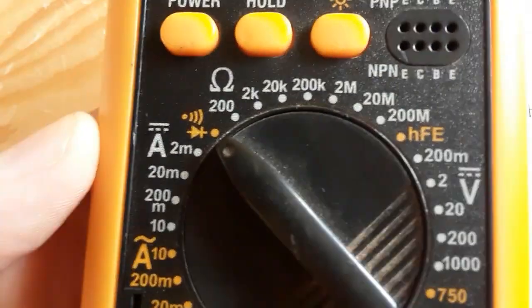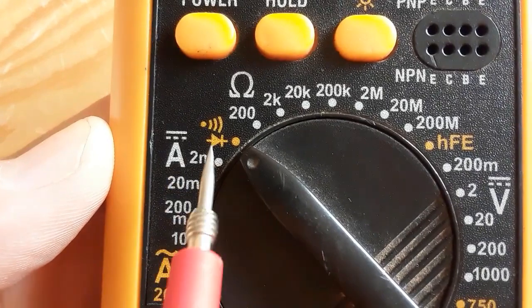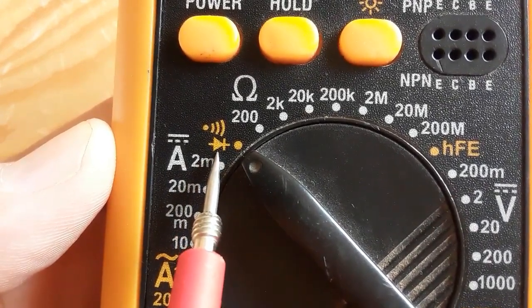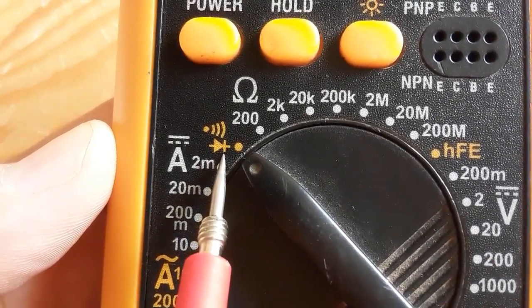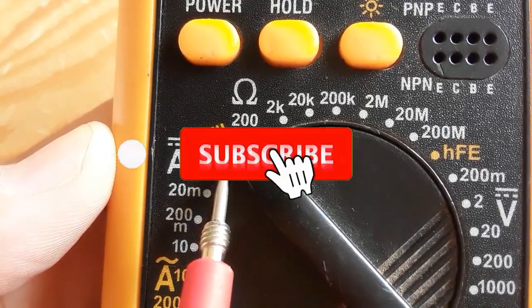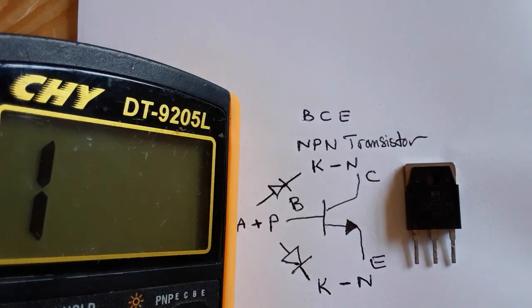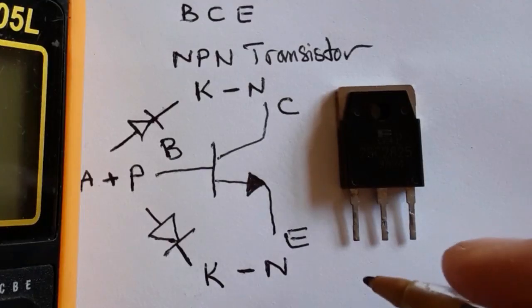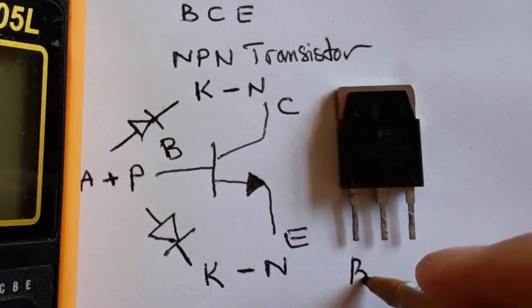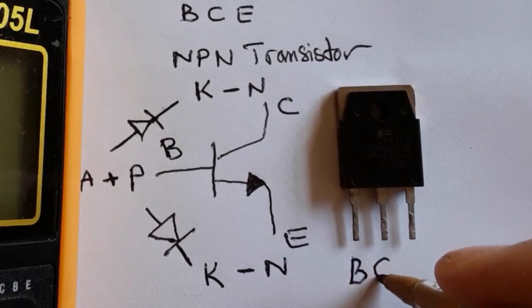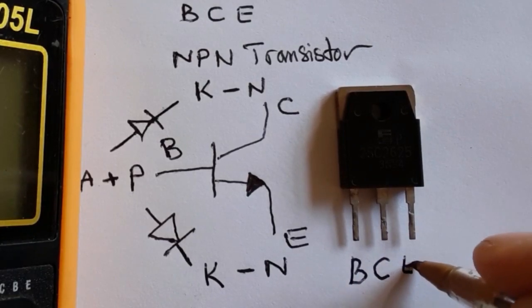So of course we're gonna use the multimeter and we're gonna select the diode option. As you can see here, we're gonna select the diode option because the transistor contains diodes inside it. So let's simplify things. We have base, collector, and emitter.